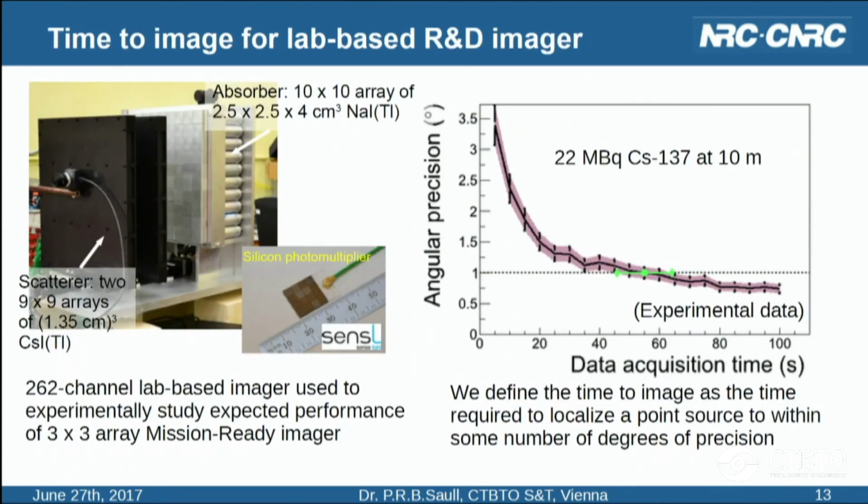In order to characterize our imagers, we use something called time to image. Well, I'll get to that after I get to the proxy for the 3 by 3. This was built in 2012. The front part is the scatter and is cesium iodide read out with a silicon photomultiplier. The rear of the absorber is sodium iodide read out with conventional PMTs.